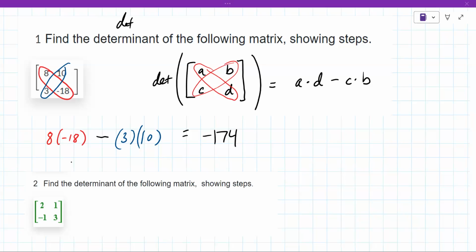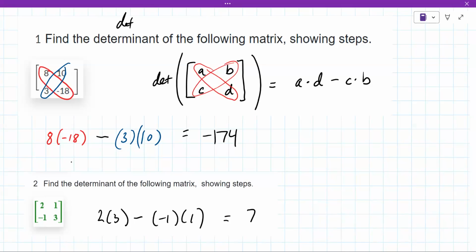I got 5. So 2 times 3 minus 1 times 1. Is that what you have written? If not, take another look at that. Oh, I see my mistake. Okay, I can fix that now. So it would actually be 7 instead of 5.